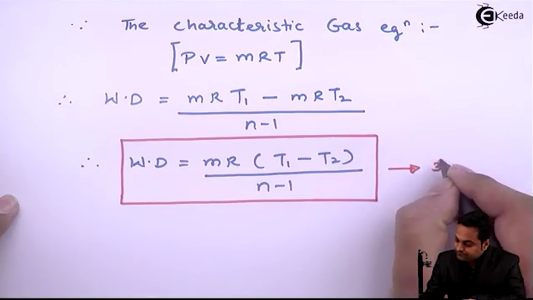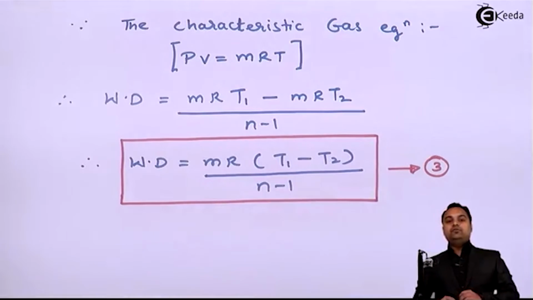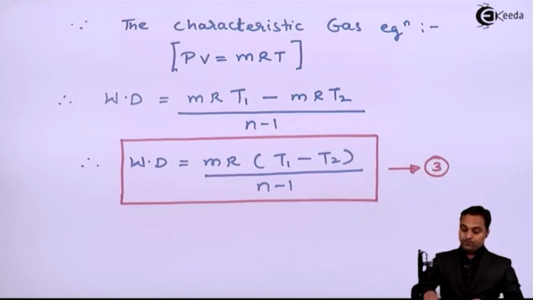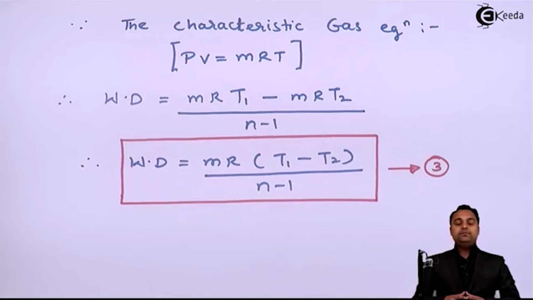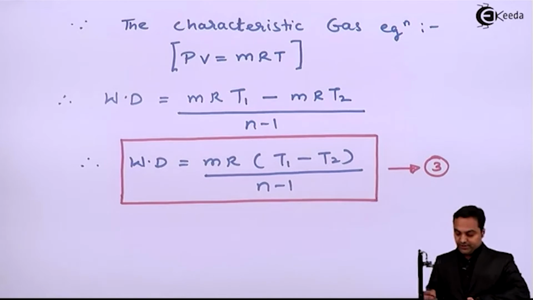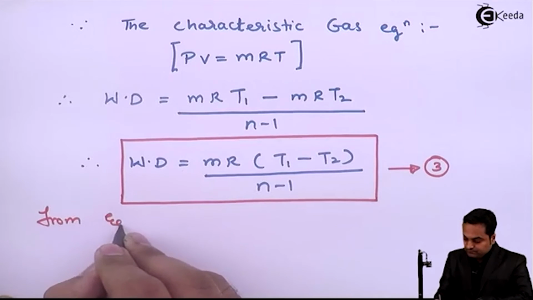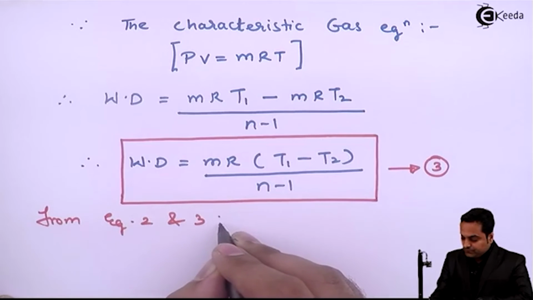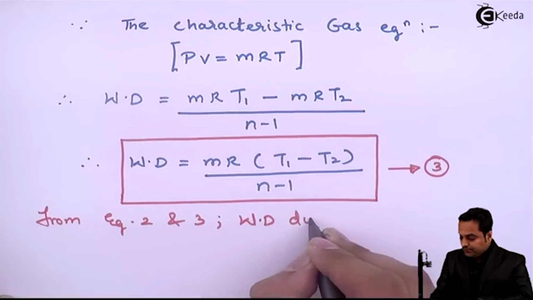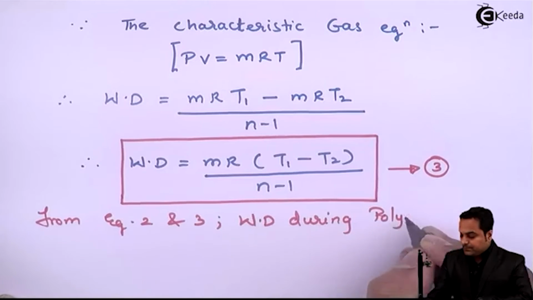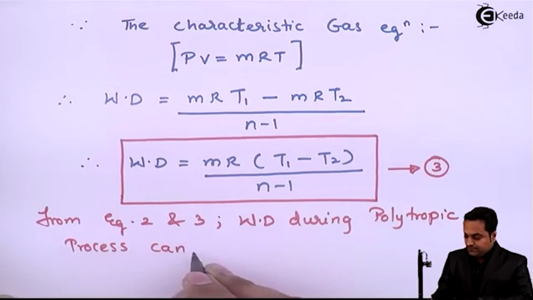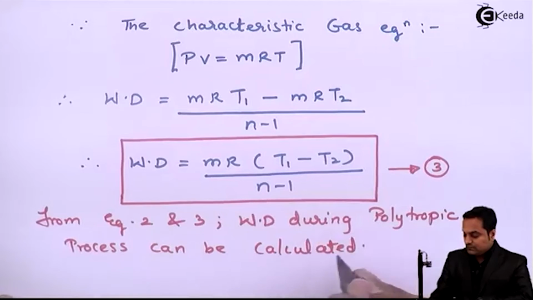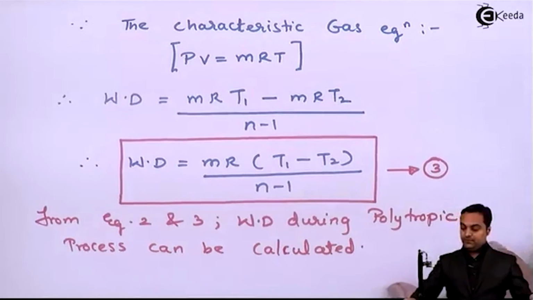Equation 3. Now this total amount of work done can be in terms of joule or kilojoule, because here we are multiplying it with mass. Suppose the mass is 1 kg, then work done will be in terms of kilojoule per kg or joule per kg. So from equation 2 and 3, work done during the polytropic process can be calculated.